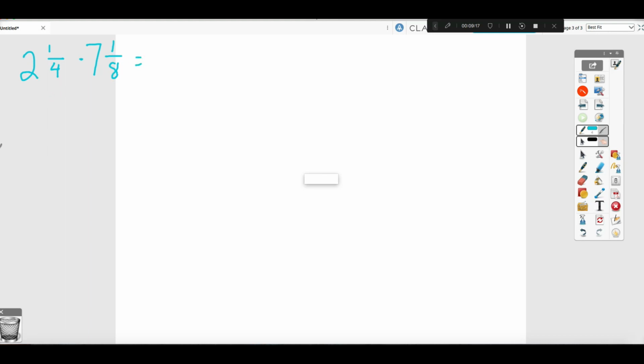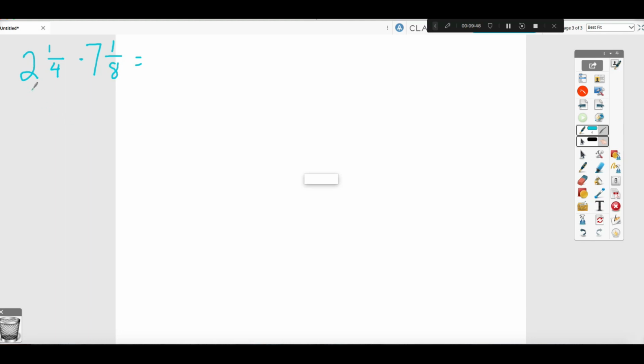It's my first step, Blake. Flip and multiply. No, we're not dividing. We're already multiplying. Okay? What's my first step? Got to turn each of these into an improper fraction. I cannot multiply mixed numbers without turning them into improper fractions. Okay, so how do I turn 2 and 1/4 into an improper fraction?